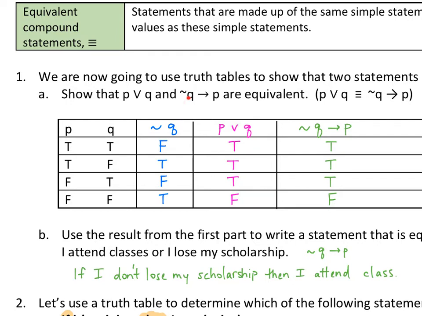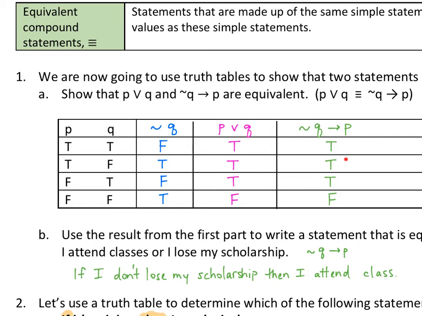we need a not Q because we're going to be using one. And then I'm going to construct the column for P or Q, and then the column for not Q implies P. Hopefully you're okay with not Q. We're just negating everything over here. For P or Q, true or true is true, true or false is true, false or true is true, and then false or false is false.